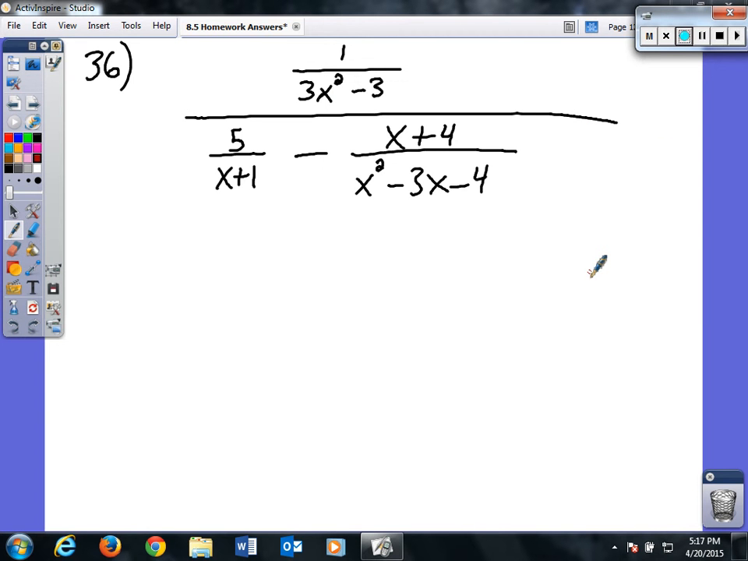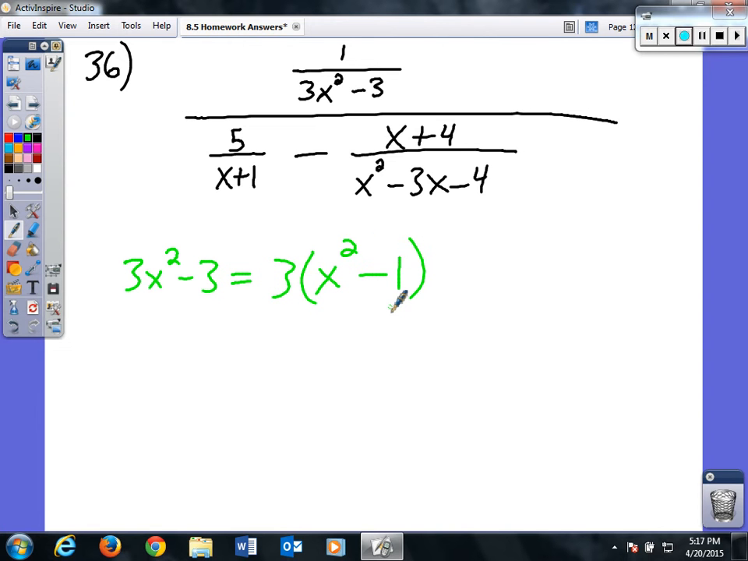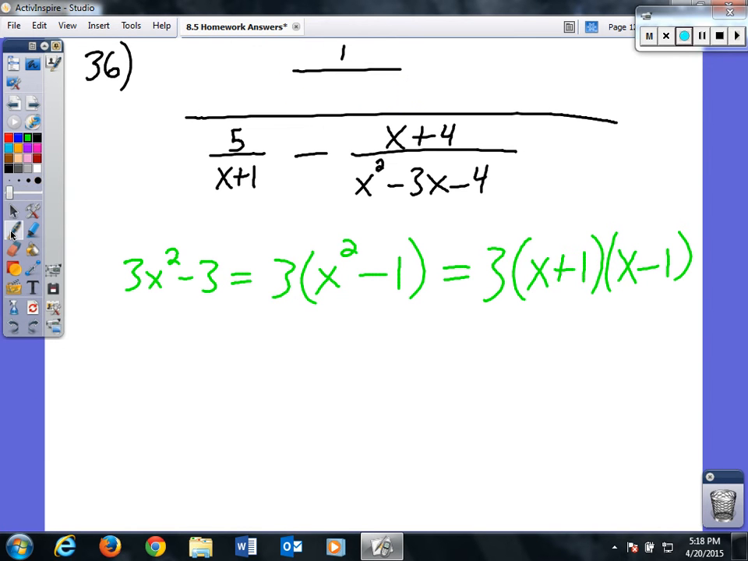Let's look to factor everything we can first. On the top, we have on the denominator of the top of the fraction, we have 3x squared minus 3. We can pull out a 3 and get x squared minus 1. Well, x squared minus 1 is the difference of squares, so we can factor that to x plus 1 and x minus 1. So I'm going to just go ahead and replace this denominator with factored form, which is 3 times x plus 1 times x minus 1.